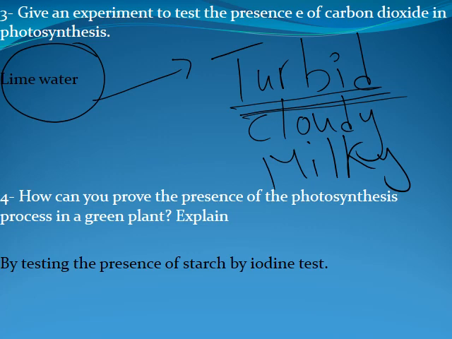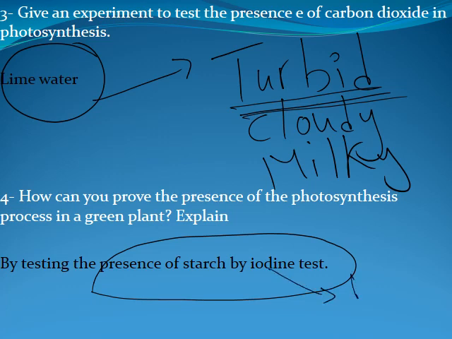How can you prove the presence of the photosynthesis process? By testing the presence of starch by iodine test. This iodine test gives dark blue color. Yes, dark blue color in the presence of starch. In this way we can test the presence of starch, so the presence of the photosynthesis process in green plants.